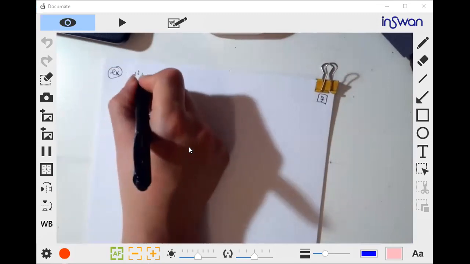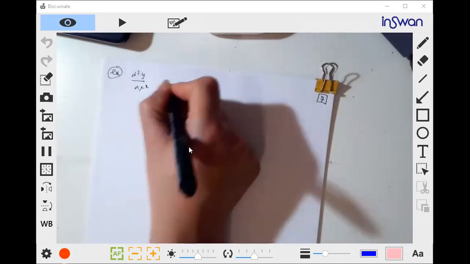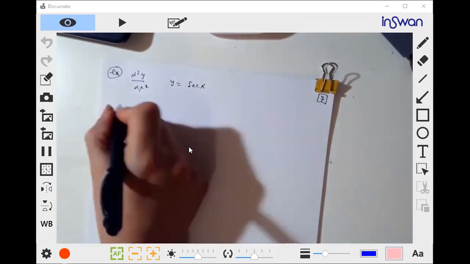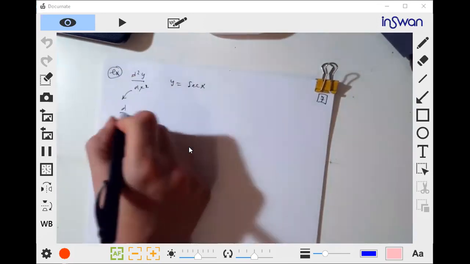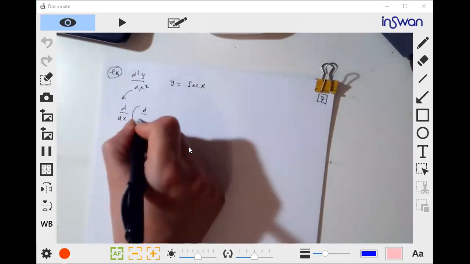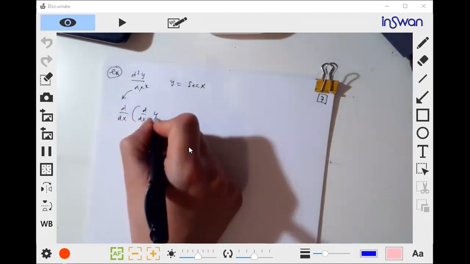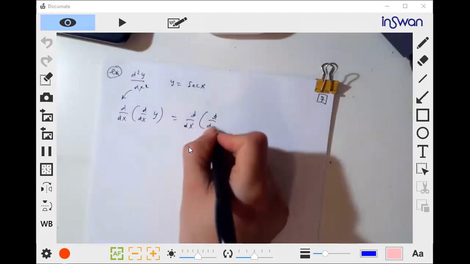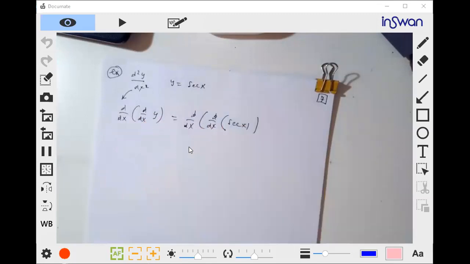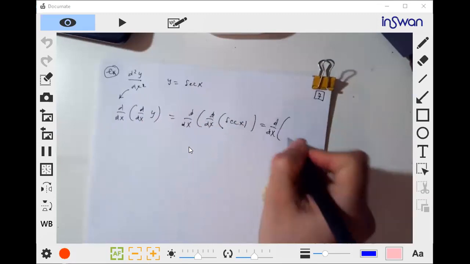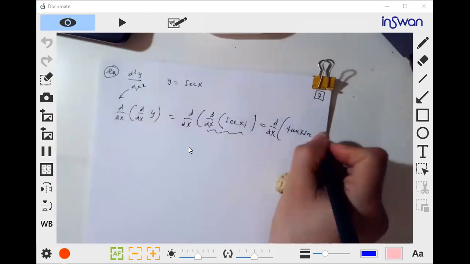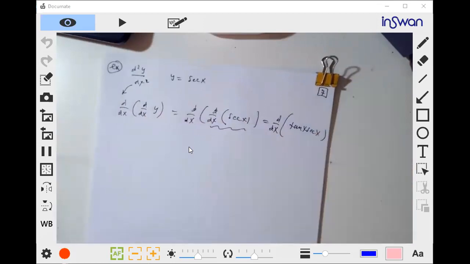So what is d squared y dx squared if y is equal to secant of x? Well, notice that d squared y dx squared is the same thing as d dx of d dx of y. So that's d dx of d dx of secant of x. And we've done what the derivative of secant of x is. d dx of secant of x right here is tangent x secant of x. Now we got to take the derivative of tangent x secant of x.